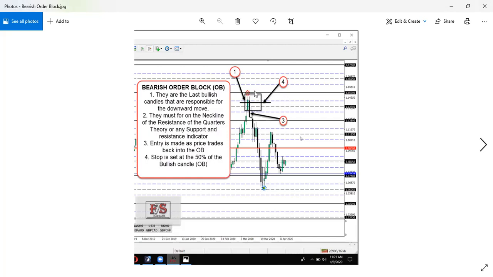It is validated as price trades below the low of it. You know that every candle has 4 parts: the high and the low, the open and the close. Am I correct?